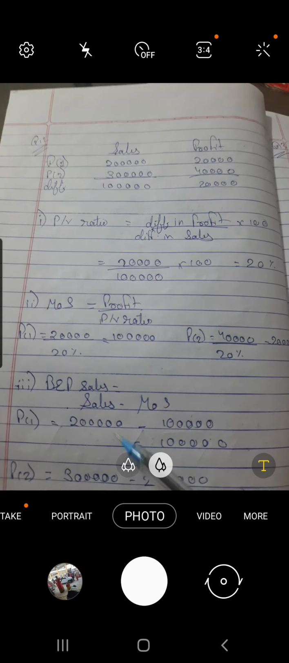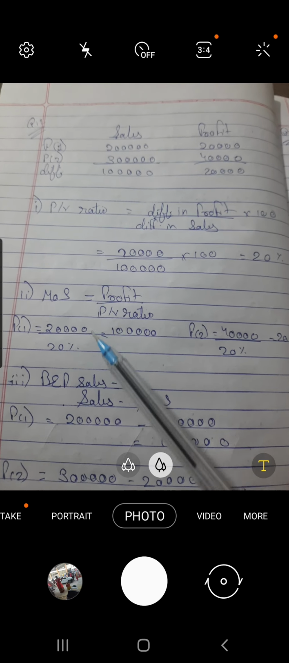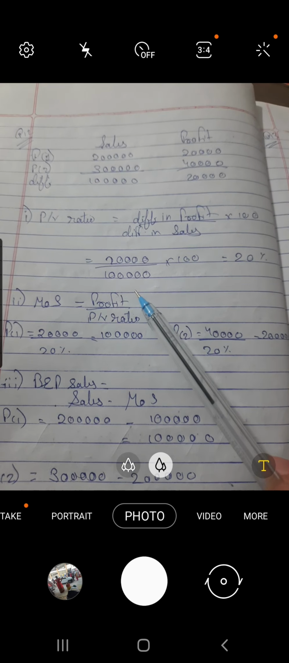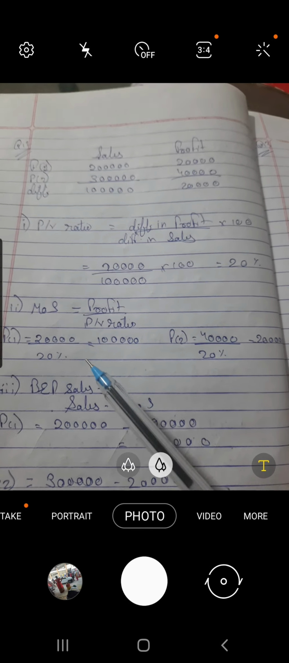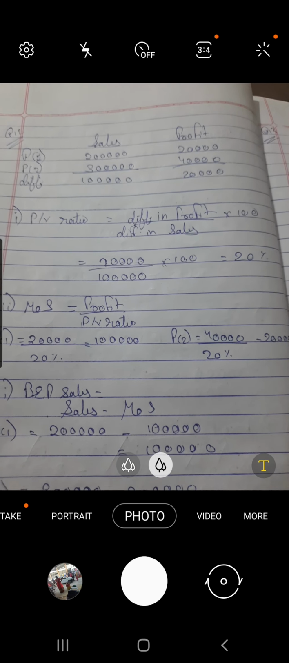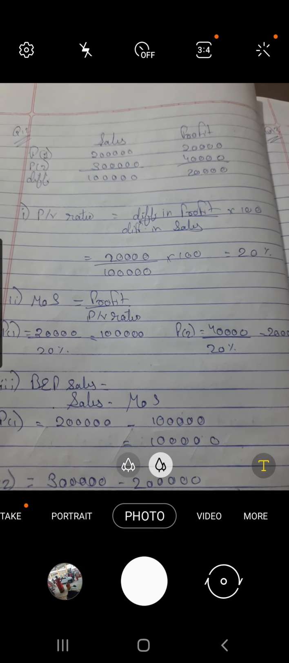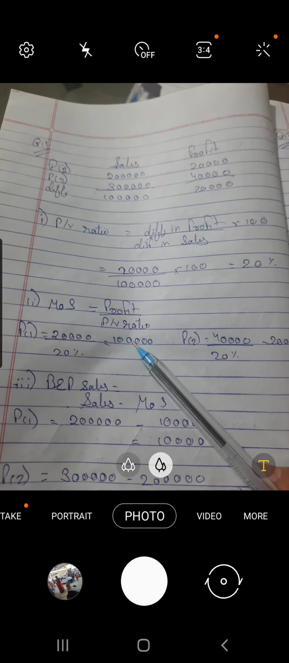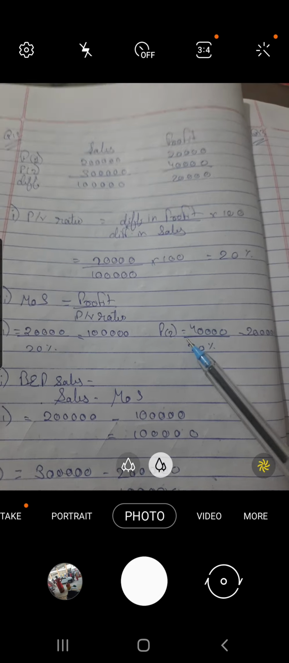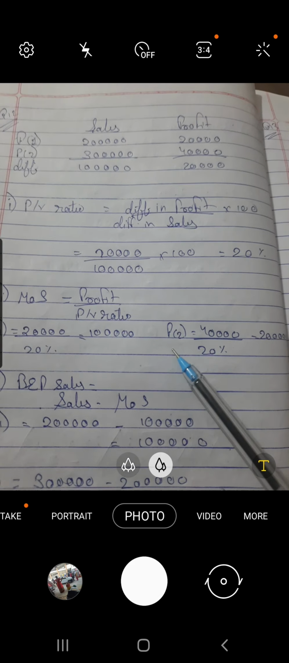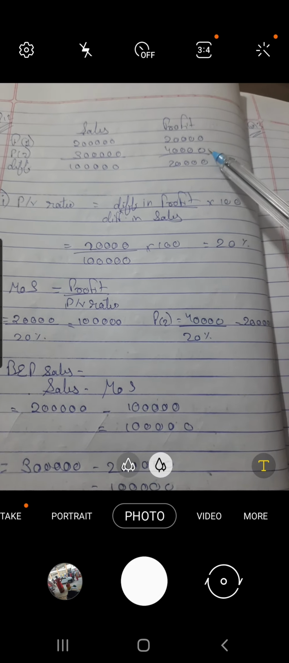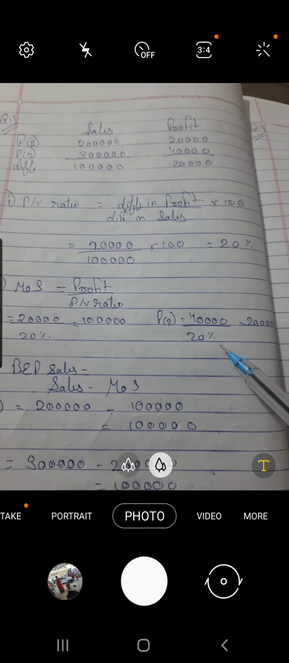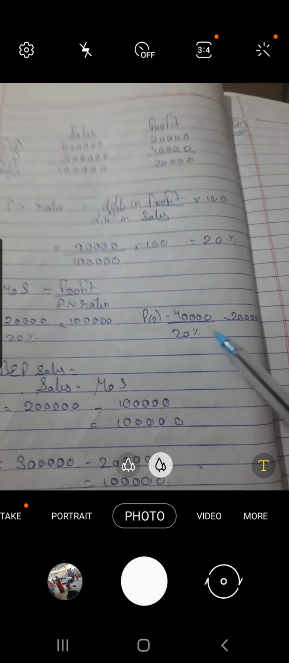Secondly, we have to find out the margin of safety. The formula for margin of safety is profit divided by PV ratio. Profit is 20,000 divided by PV ratio of 20%. Profit divided by PV ratio will give 1 lakh as the margin of safety for period 1. For period 2, profit is 40,000 and PV ratio is 20%. Hence 40,000 divided by 20% will give 2 lakh.